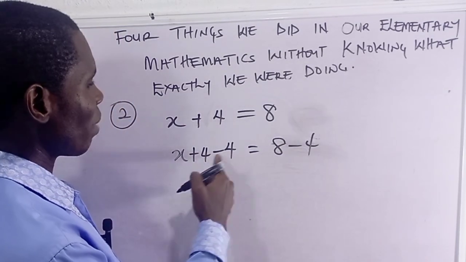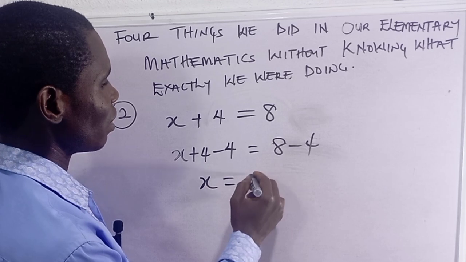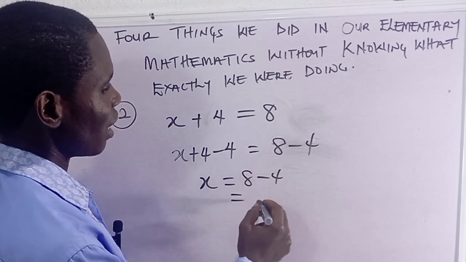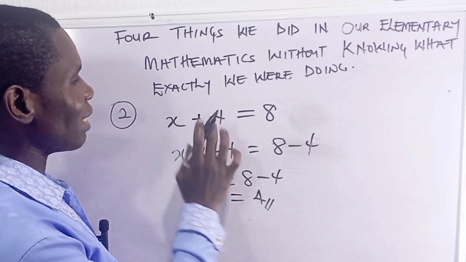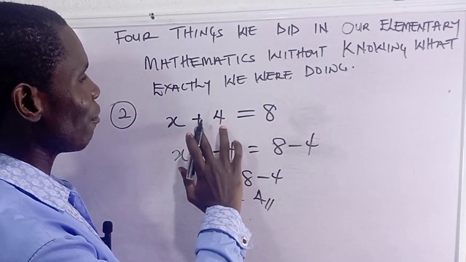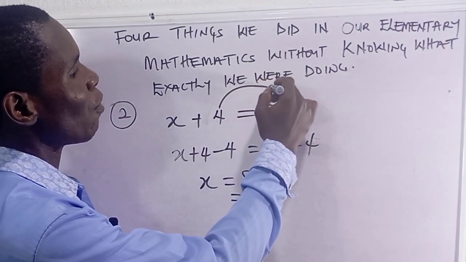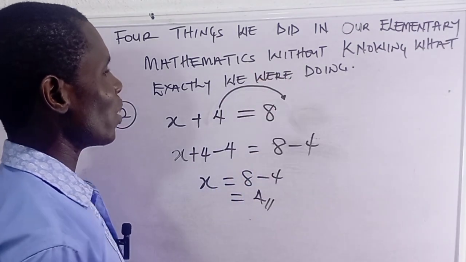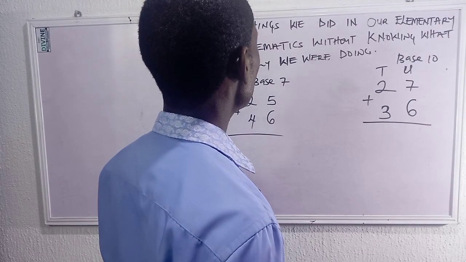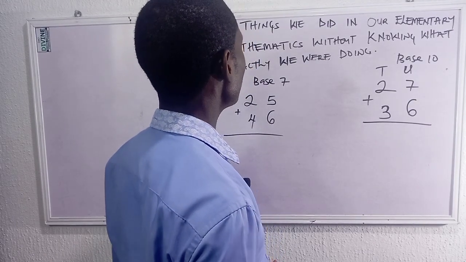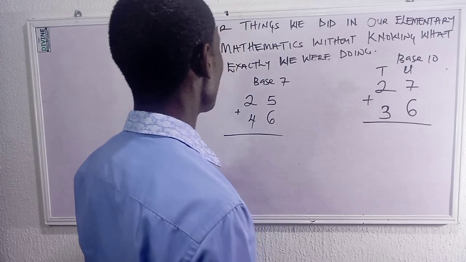minus 4. 4 minus 4 is now what? 0. And we are left with just x, which is equal to 8 minus 4. And that gives us 4. So what actually happens here is subtracting 4 from both sides and not really taking 4 from one side of the equation to the other. 4 things we did in our elementary mathematics without knowing what exactly we were doing.